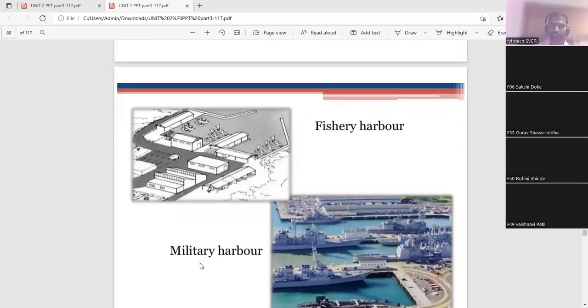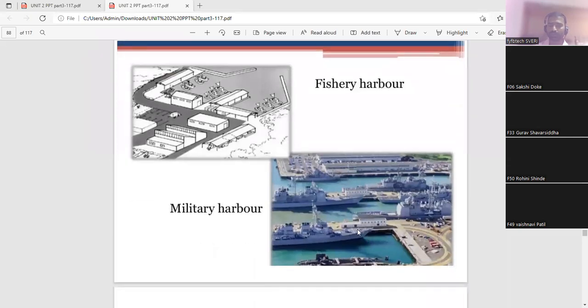And one more part is military harbor, in which all the military services will take place. The harbor is meant only for military purposes. See this particular harbor, all of this harbor is used only for military purposes.